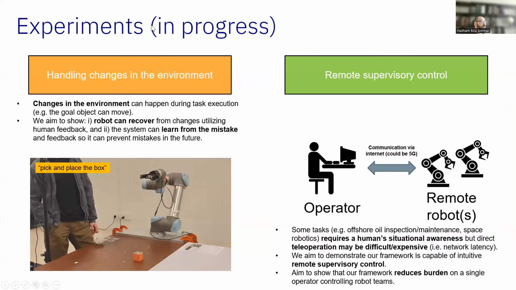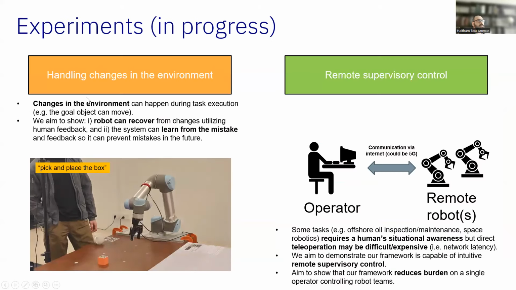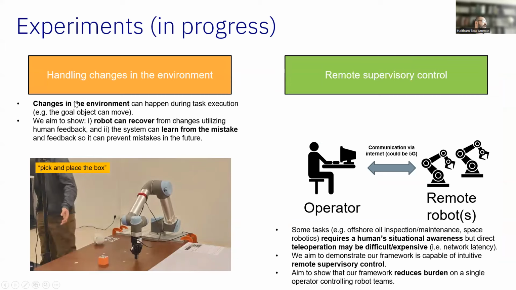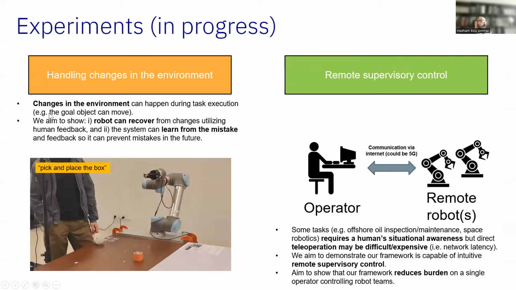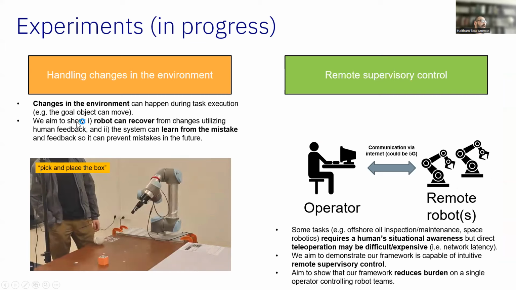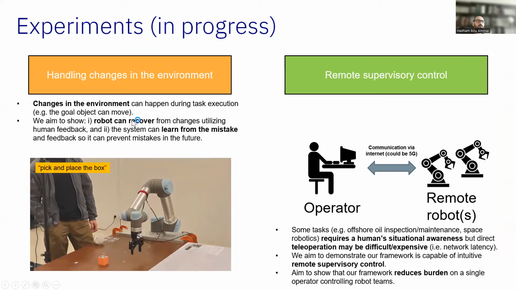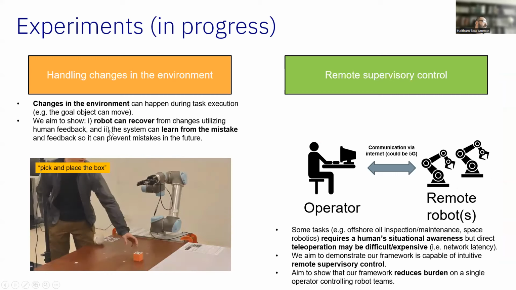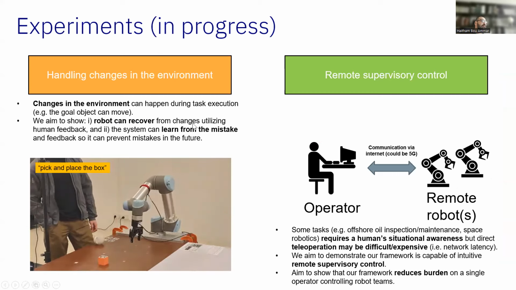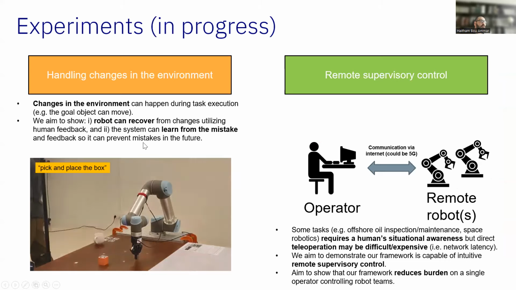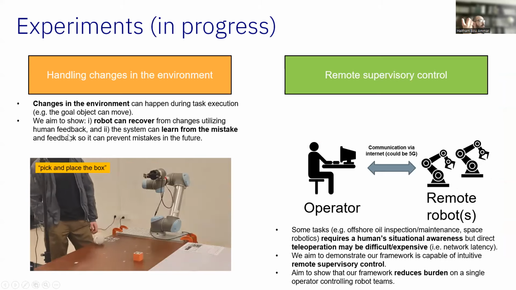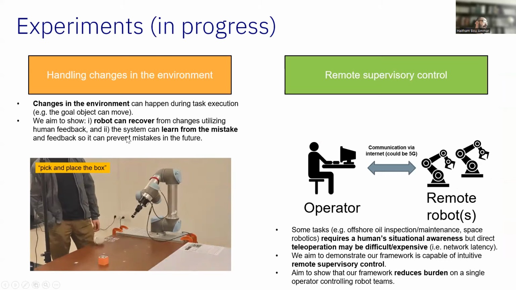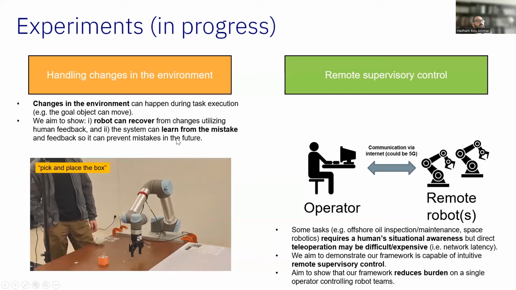So the next things we want to do is, I'm not saying this is done, but we have to, for example, look into how we can handle changes in the environment. Like if, for example, the goal object moved, then what happens? How can we deal with that? That's what we're currently working on. And we want to show that the robot can recover from problems by human feedback, but in more complex tasks than we just showed. And then we also want to see if it can learn from mistakes.